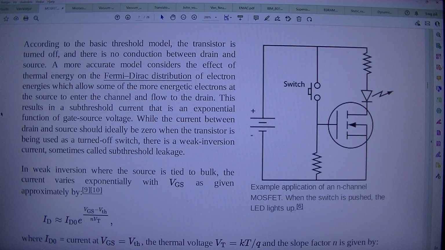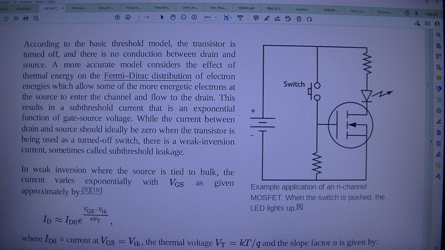Example application of an N-channel MOSFET. When the switch is pushed, the LED lights up. According to the basic threshold model, the transistor is turned off, and there is no conduction between drain and source. A more accurate model considers the effect of thermal energy on the Fermi-Dirac distribution of electron energies, which allow some of the more energetic electrons at the source to enter the channel and flow to the drain.